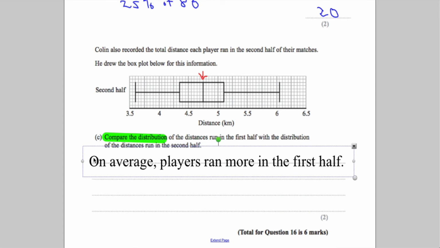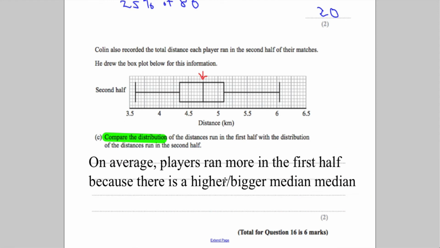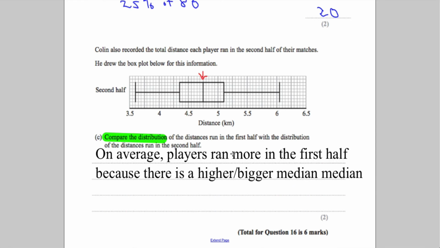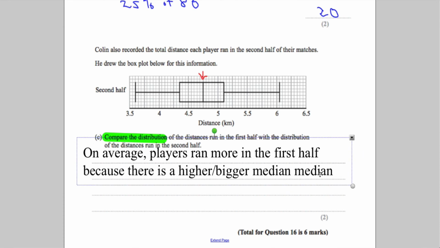How do I know? Because there is a higher, or bigger, median. Okay, so that's the first mark there. Okay, on average, players ran more in the first half. How do I know? They have a bigger median.